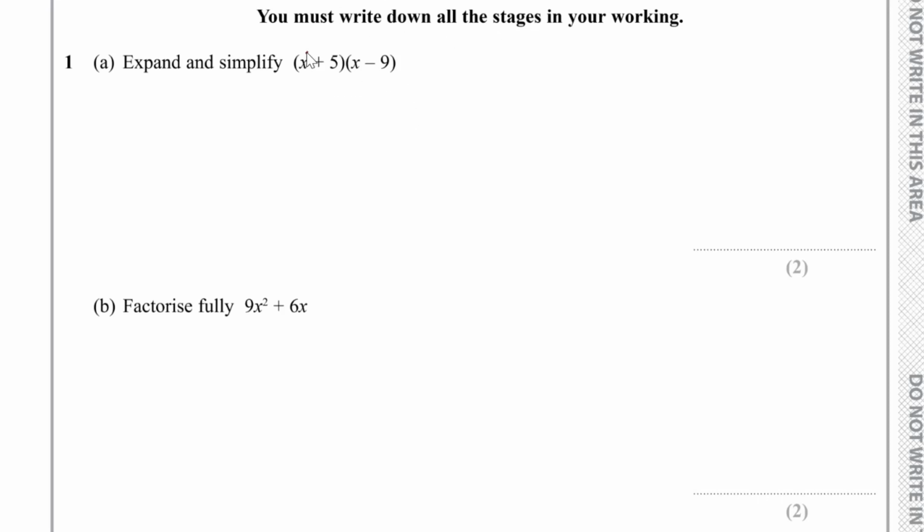Well, here, x times x gives x squared. x times minus 9 gives minus 9x. 5 times x gives 5x, and 5 times minus 9 gives minus 45. And if we collect like terms, we have the x squared, minus 9x plus 5x, that's minus 4x, and then we have the minus 45.